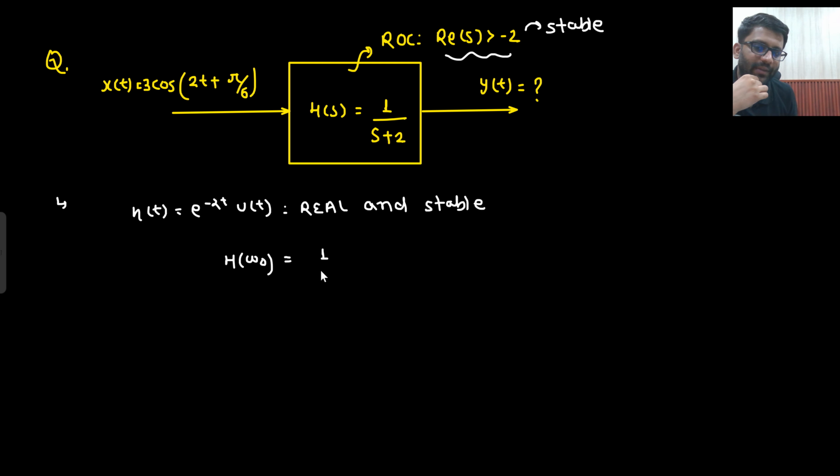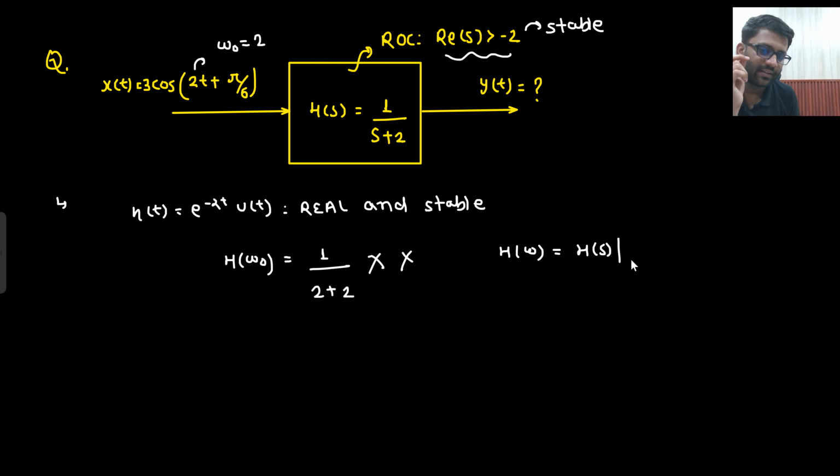What is the value of omega naught here? Omega naught value is 2. So 2 plus 2? No, no, no. This is your h of s. What will be your h of omega? H of omega you will get when you put s equals j omega. So 1 upon j omega plus 2. If it is stable, that means it includes the j omega axis, and if it is including the j omega axis, then with the help of h of s you can find out h of omega. So first I found out my h of omega.